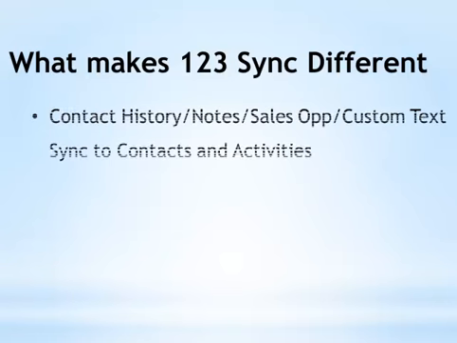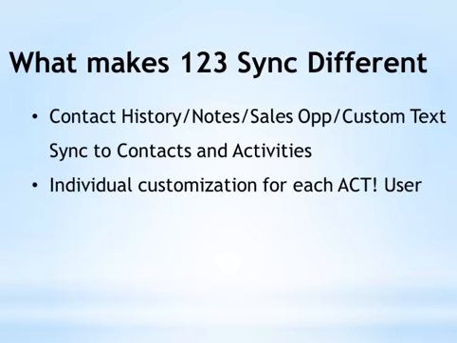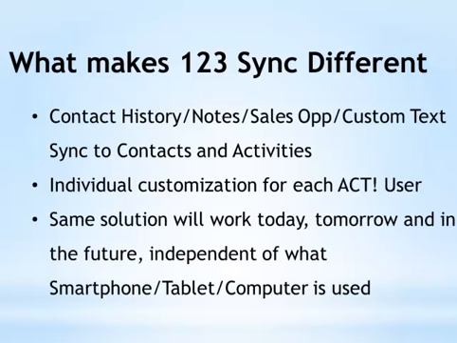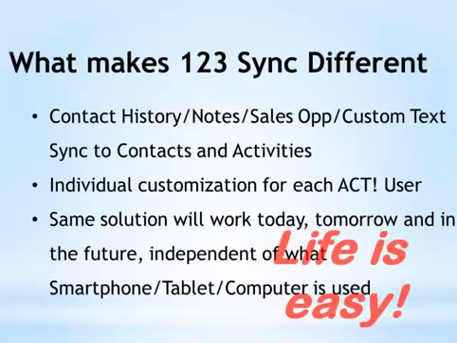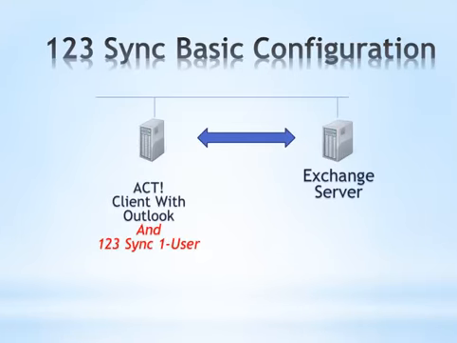So what makes 123 Sync so different? We put the contact history, notes, sales opportunities, and custom text into the contact, also the activities. So you can open an activity and see all the details about those contacts in that activity. Also, individual customization for each ACT user is provided, which means that each ACT user can have their own different customizations just for that user, which makes it easier to customize the software for everybody. And the same solution will work today, tomorrow, and in the future, whether you have iPhone 4, 4S, or 5, or any type of other iPhone, or computer, or tablet. They all are syncing with Exchange, and by doing that, you don't have to change your sync solution.